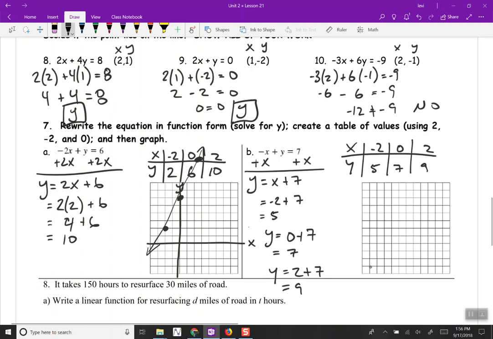We can go way down here. Here's our x, y graph. Negative 2, 5: 1, 2, 3, 4, 5 right here. 0, 7, and 2, 9. Those are our points.